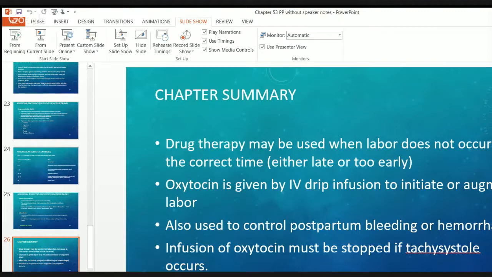And we know that oxytocin is given by IV drip infusion to initiate or augment labor, and is also used to control postpartum bleeding or hemorrhage. An infusion of oxytocin must be stopped if we see that tachysystole occurs, because we don't want to overstimulate her. We really don't. And we know it's not just a risk for mom if she's overstimulated. We've also discussed the risk to the fetus.